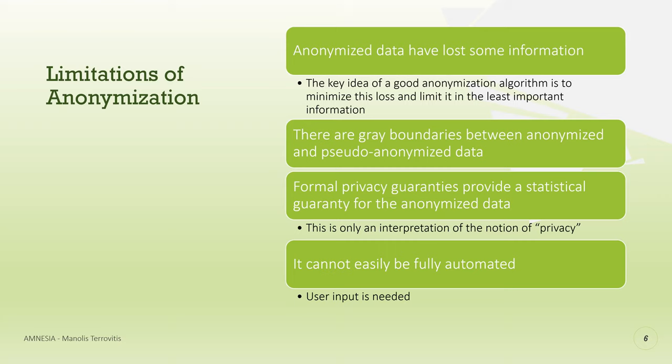GDPR makes a clear distinction, as I told you before, between anonymized and pseudo-anonymized data. In practice, this clear distinction has some gray areas. For example, even if data transformation cannot be reversed, maybe it can be partially reversed and some information can be leaked. There's a discussion in the relevant working group where it identifies these problems. So it always falls to the curator to make some decisions on these gray areas, what's adequate protection.